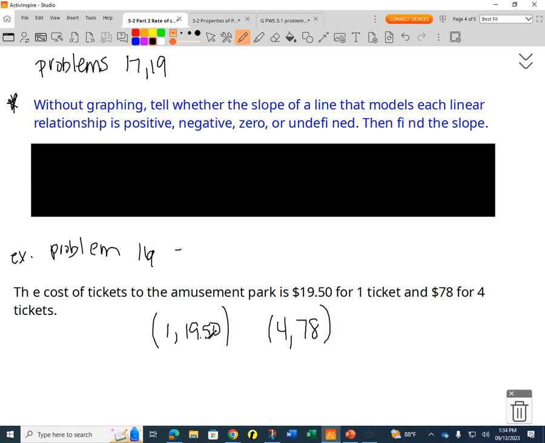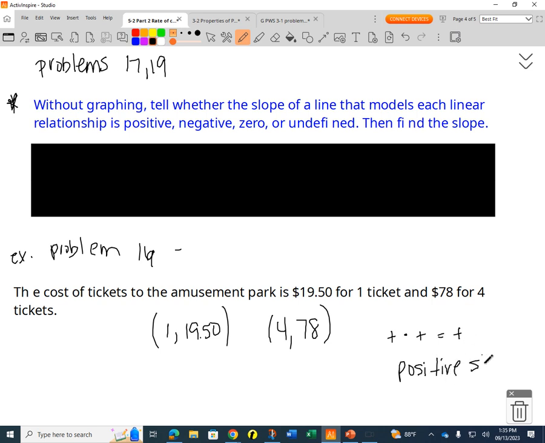So the cost depends on the number of tickets we buy. Does that make sense? You guys have all bought tickets to the movies before, right? So what is the relationship? Is it positive, negative, 0, or undefined? We're going from 1 to 4. That's a positive increase. Would you agree? So the x's increase, so that's a positive. And the y's go up from 19.50 to 78, so that's a positive. If you have 2 positives, a positive times a positive is a positive, so we know I have a positive slope.